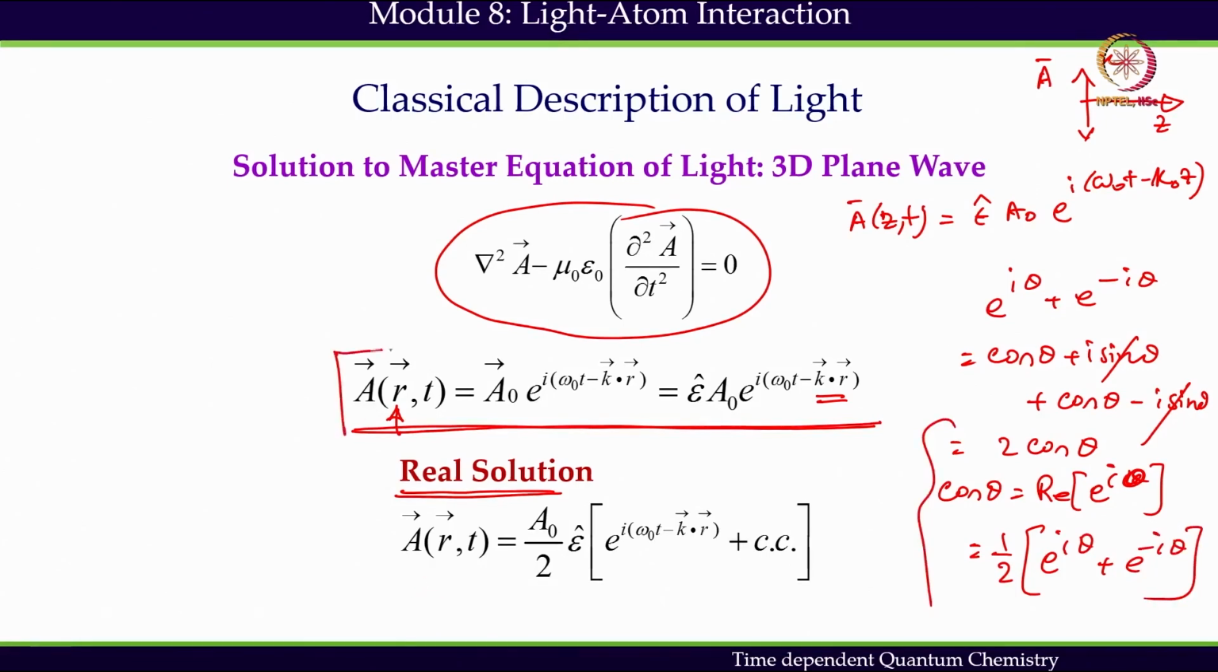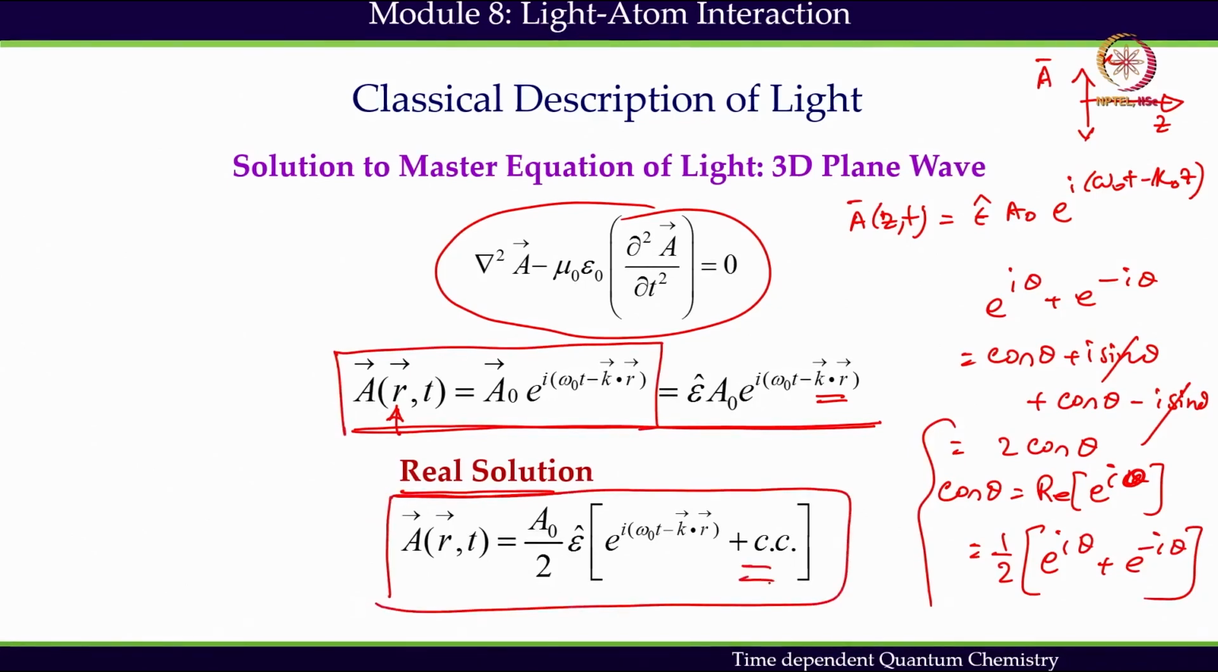If the complex form is represented by this, then the real form of the vector potential, which is important, would be represented by this. Cc is representing the complex conjugate of this part. So this e to the power minus i theta is the Cc of this part. That's the way we very conveniently represent it. Cc is the complex conjugate of the complex part.